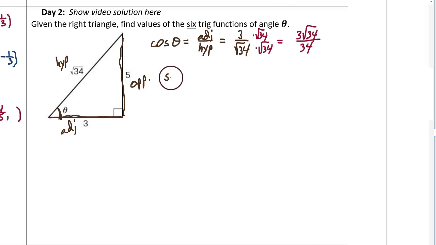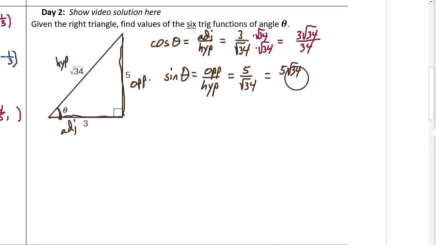Now next, I tend to figure out sine. The definition of sine is opposite divided by hypotenuse. Opposite from theta is the 5. The hypotenuse is the square root of 34. Then rationalize. 5 square root of 34 divided by 34.